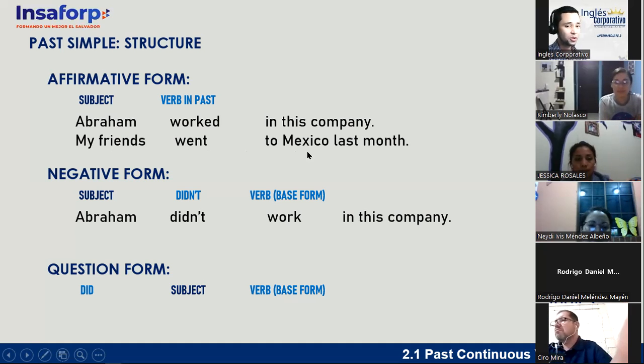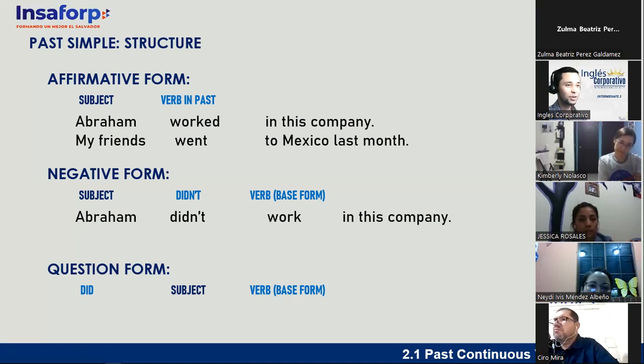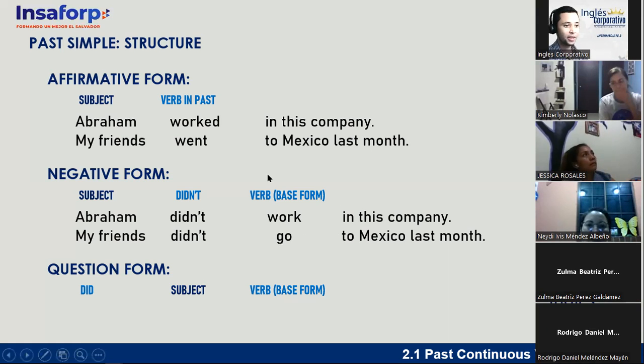What about the second sentence? My friends went to Mexico last month. What is the negative form of this sentence? Zulma. Good evening. My friends didn't go to Mexico last month. Good. Okay. That is correct. Again, if you notice, the verb is in base form, not in past form. Okay, thank you very much.